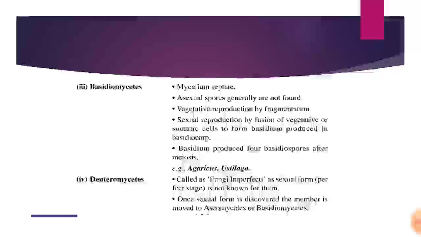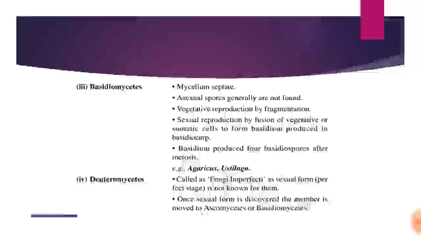Basidiomycetes have septate mycelium. Asexual spores generally are not found. Vegetative reproduction is by fragmentation. Sexual reproduction is by fusion of vegetative or somatic cells to form basidium produced in basidiocarp. Basidium produces 4 basidiospores after meiosis.